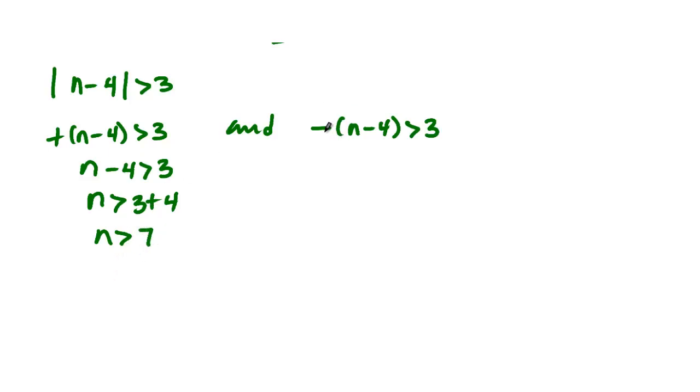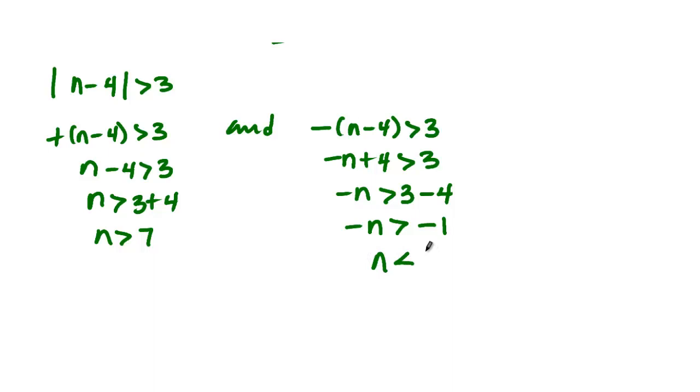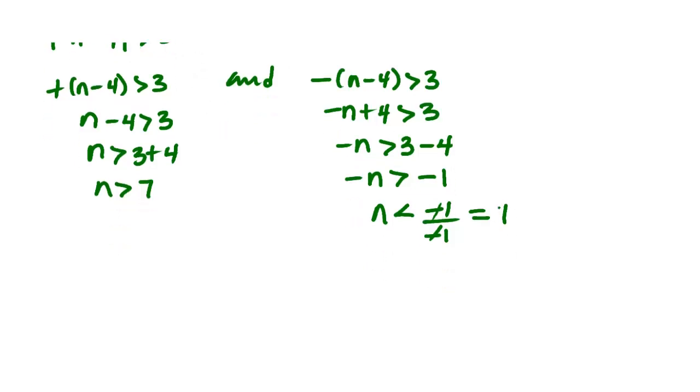Okay, then let's go to this one. Minus times n is minus n. Minus times minus 4 is plus 4, is greater than 3. So minus n is greater than 3 minus 4, that is -1. Now, the coefficient of n here is -1, so if I divide or multiply through by -1, the inequality sign will change. Don't forget, if you are dividing or multiplying by a negative number, the inequality sign will change. So n is less than -1 over -1, minus cancels minus, which is equal to 1. That equal to 1 is not part of the inequality. So n is less than 1.